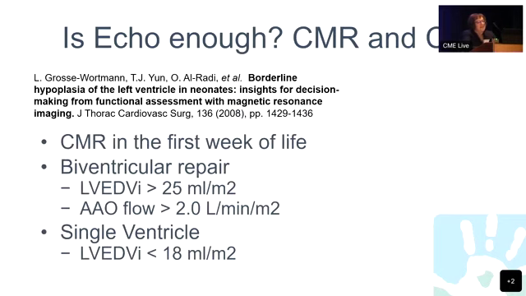So is echo enough? I think in the modern era, it's probably not, and we frequently use CMR and CT. So in this paper, CMR was done in the first week of life, and those who had biventricular repair had an LV end diastolic volume index of at least 25 milliliters per meter squared, and ascending aortic flow of at least 2 liters per minute per meter squared. And those who had a single ventricle repair had an LVEDVI of less than 18 milliliters per meter squared. So obviously there is a little bit of a gray area in there, and those are our hardest patients.